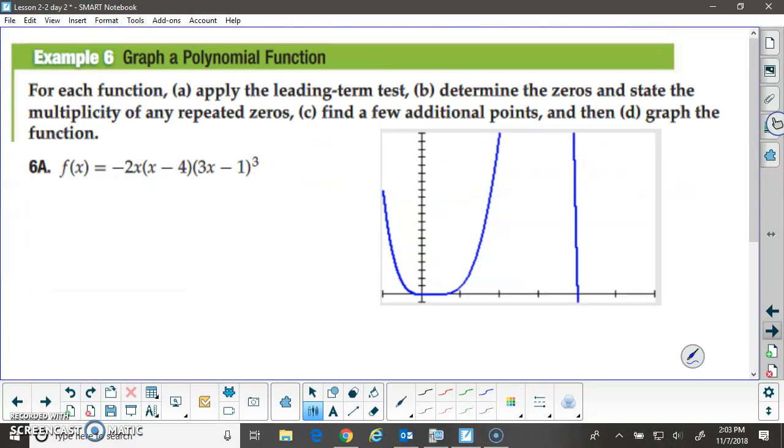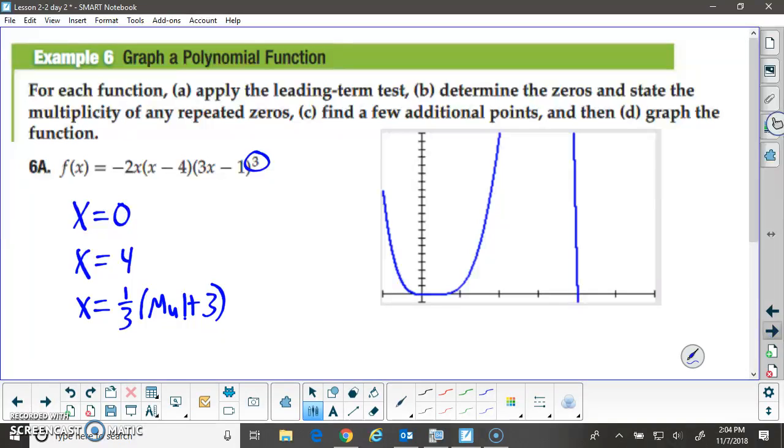Next one, you can see that it's easy to identify the zeros. We'd have a 0 at 0, a 0 at 4, and a 0 at 1/3, and that would have a multiplicity of 3 because we've got an exponent of 3 on that factor. So there's our zeros stating the multiplicity. This is a disco guy, Larry. Left side goes up, right side goes up. Sorry, left side goes up, right side goes down. And then part D, drawing a sketch.